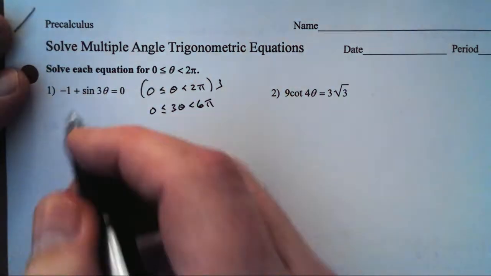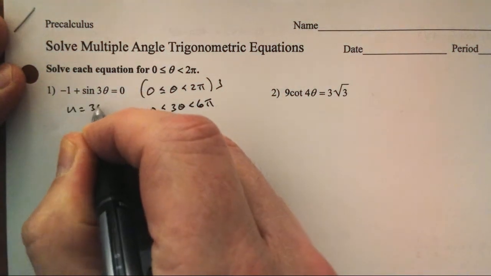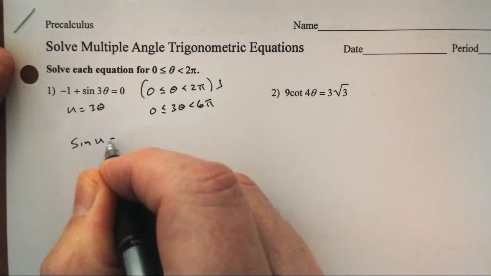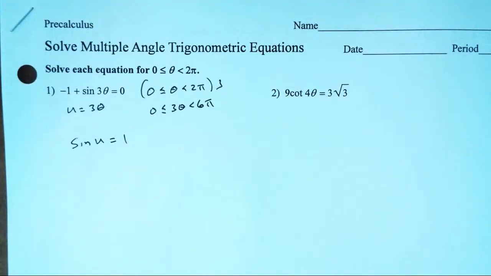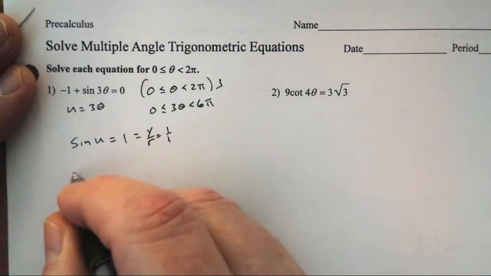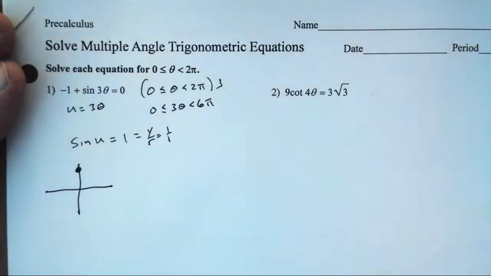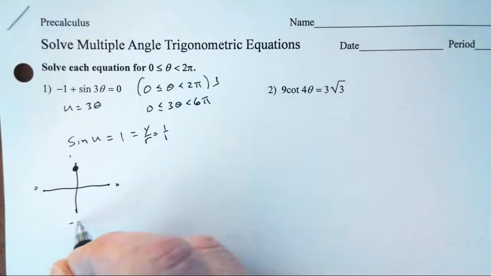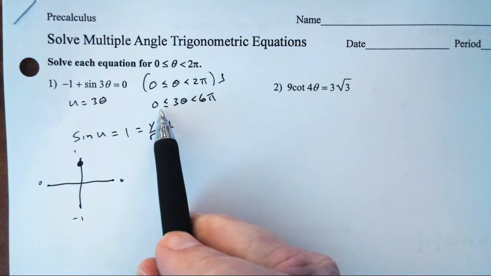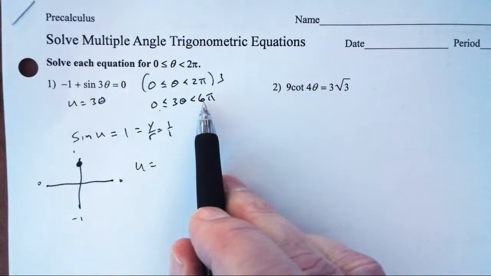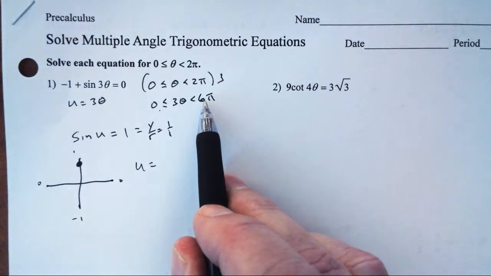Okay? So we're going to say u is 3 theta, and this becomes sine of u is 1. And that's a breeze for us. Sine of u is 1 when y on r is 1 on 1, and that happens right there at pi on 2. We know sine goes from 0 to 1 to 0 to negative 1. But now I have to take values all the way from 0 up to 6 pi. And you'll see why there if you don't see it yet.